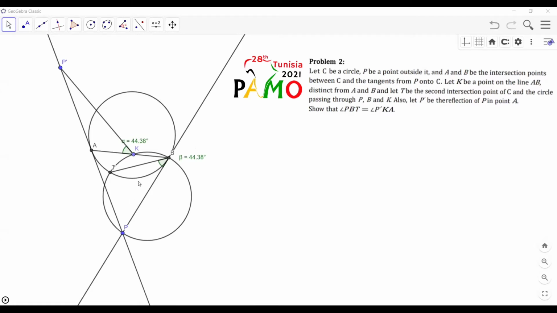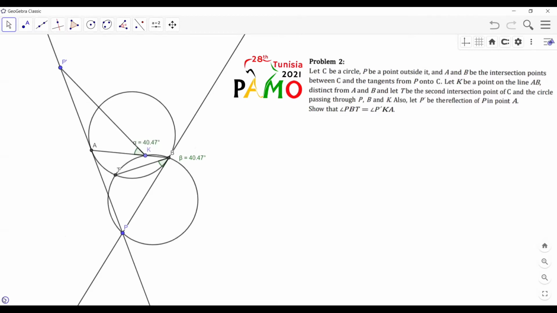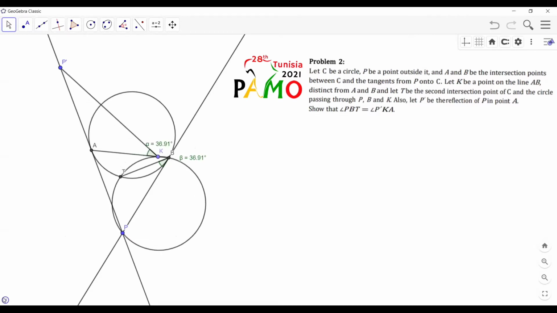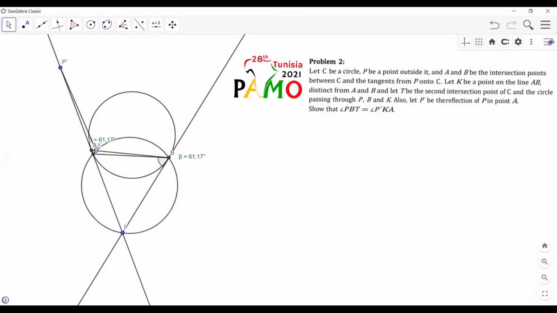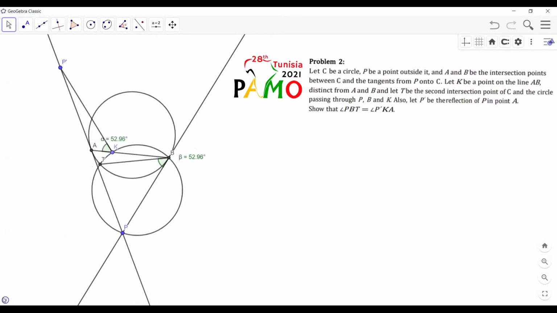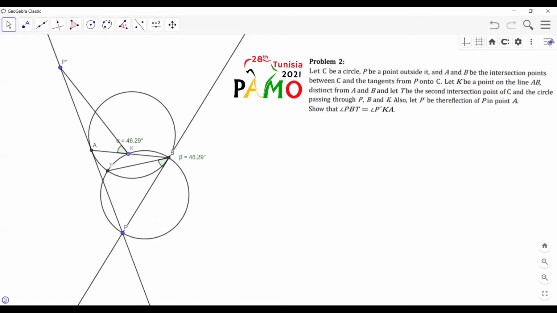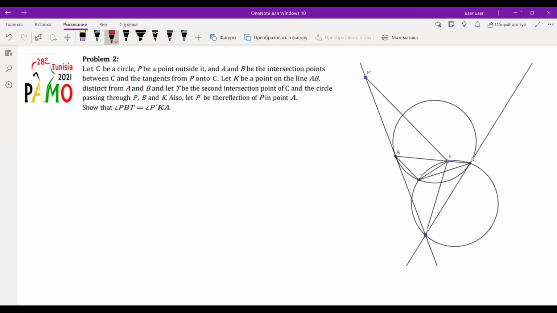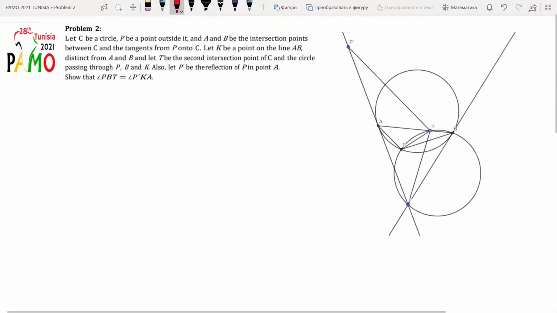So this is a construction of the question, and as you can see, both angles that are indicated in the question appear to be equal. While we make K vary along segment AB, see that for all points, when K is on segment AB, both angles here are equal. So we're going to go through the solution to this problem right now. Okay, so now we continue.